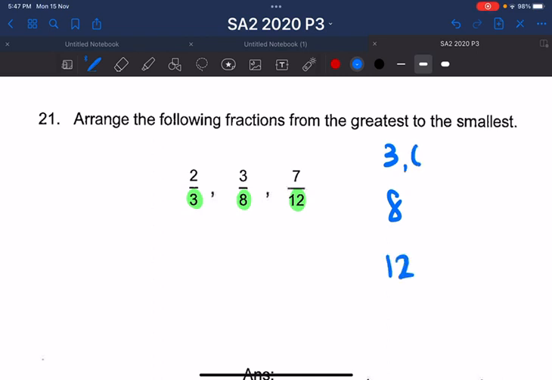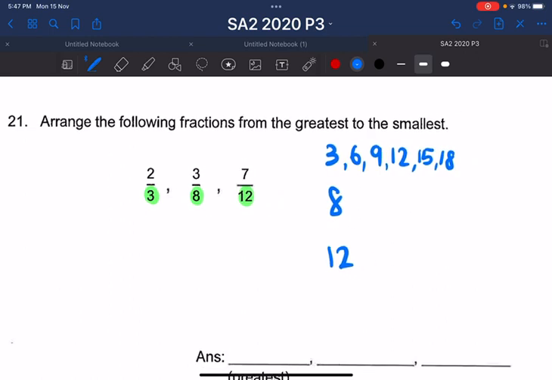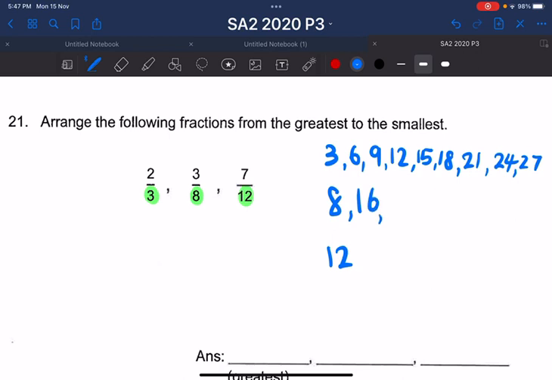Okay, so we have 3, 6, 9, 12, 15, 18, 21, 24, 27. Okay, I'm listing quite a lot. Now I'm going to continue listing for 8: 8, 16, 24, 32, 40, 48. So, happy listing the times table, right? Now 12 is a bit of a big number and you have not learned the 12 times table, so we're going to stop at just 24. 12 times 2 will be 24.